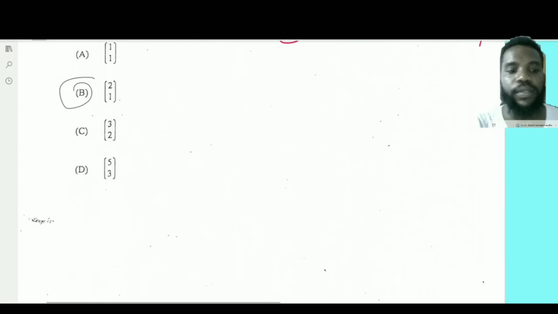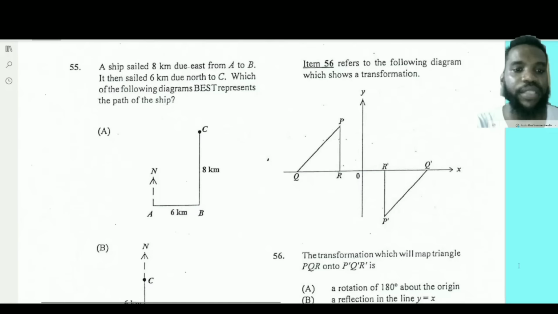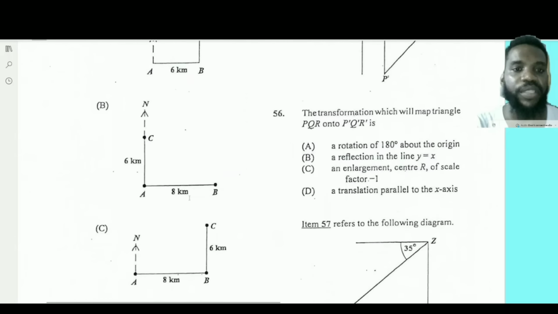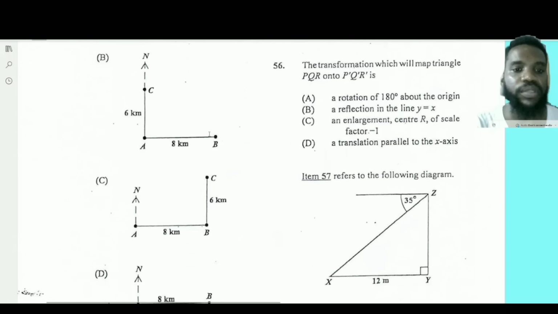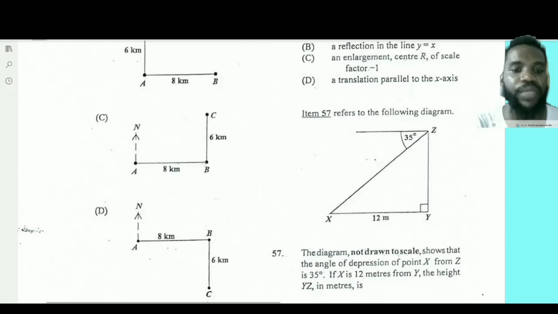55. A ship sails 8 kilometers due east from A to B. It then sails 6 kilometers due north to C. Which of the following diagrams best illustrates this? So it's going 8 kilometers due east. So let me find the option with 8 kilometers. Alright, this is out. This is going 6 kilometers east, so that's out. This is out, because this is not going east. 8 kilometers east to B, and then 6 kilometers north, which obviously would have to be C. Alright, let's take this down.